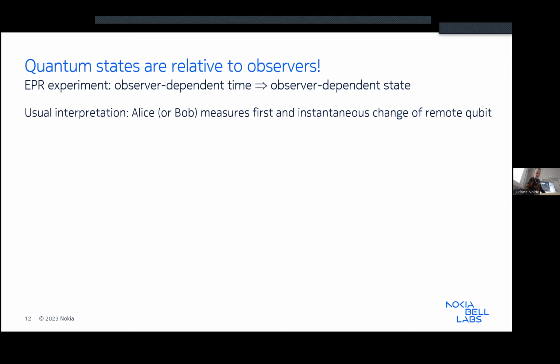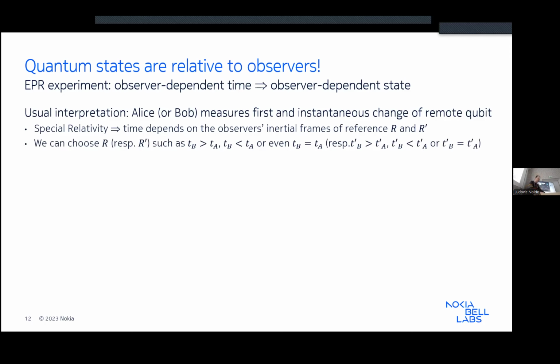But it's a problem with special relativity, because times depend on the observer's inertial frame of reference, R and R prime. And we are in a configuration here where you can choose the inertial frame of reference such that either Bob measures before Alice, or Alice measures before Bob, or they measure simultaneously. All the combinations are possible. So you are in a situation in which, for example, Alice and Bob each think that in their referential they measured first. So both say, I am right and the other is wrong. Even worse, Alice can think that Bob measured first, and Bob can think that Alice measured first, but then nobody measured in that case.